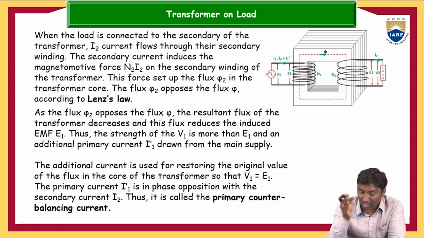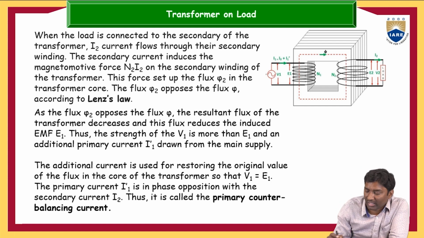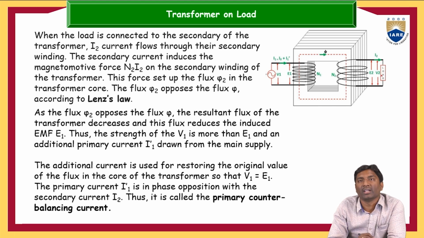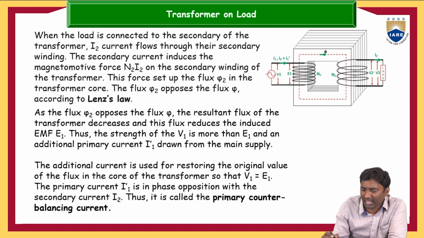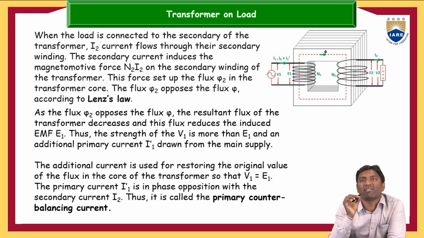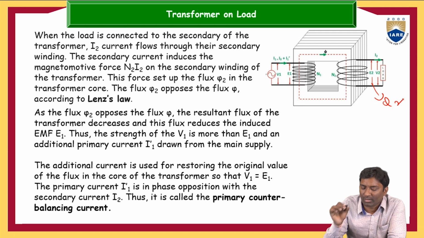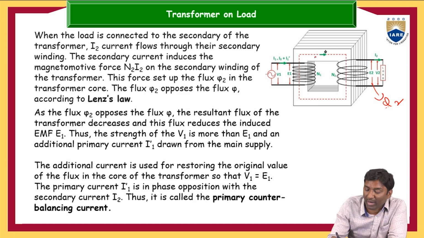Now, when the load is connected to the secondary of the transformer, the I2 current will flow through the secondary winding. The secondary current induces the magnetomotive force N2 into I2 on the secondary winding of the transformer. This force will set up the flux phi 2 in the transformer core. This flux phi 2 opposes the main flux phi, according to Lenz's law.